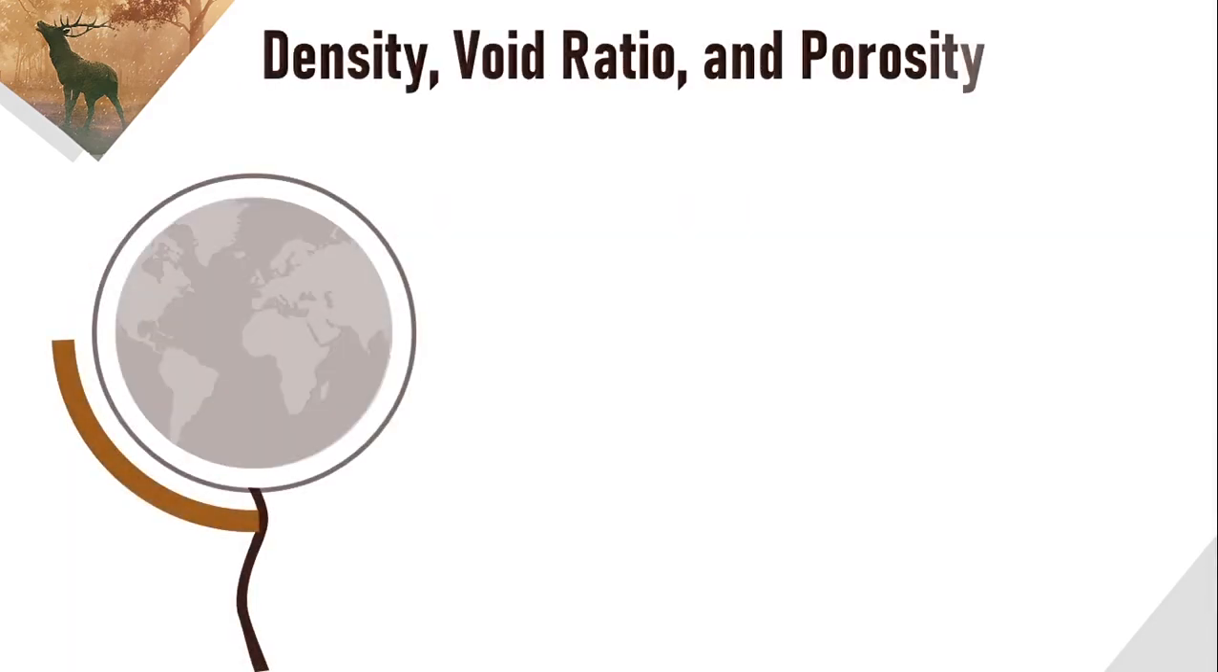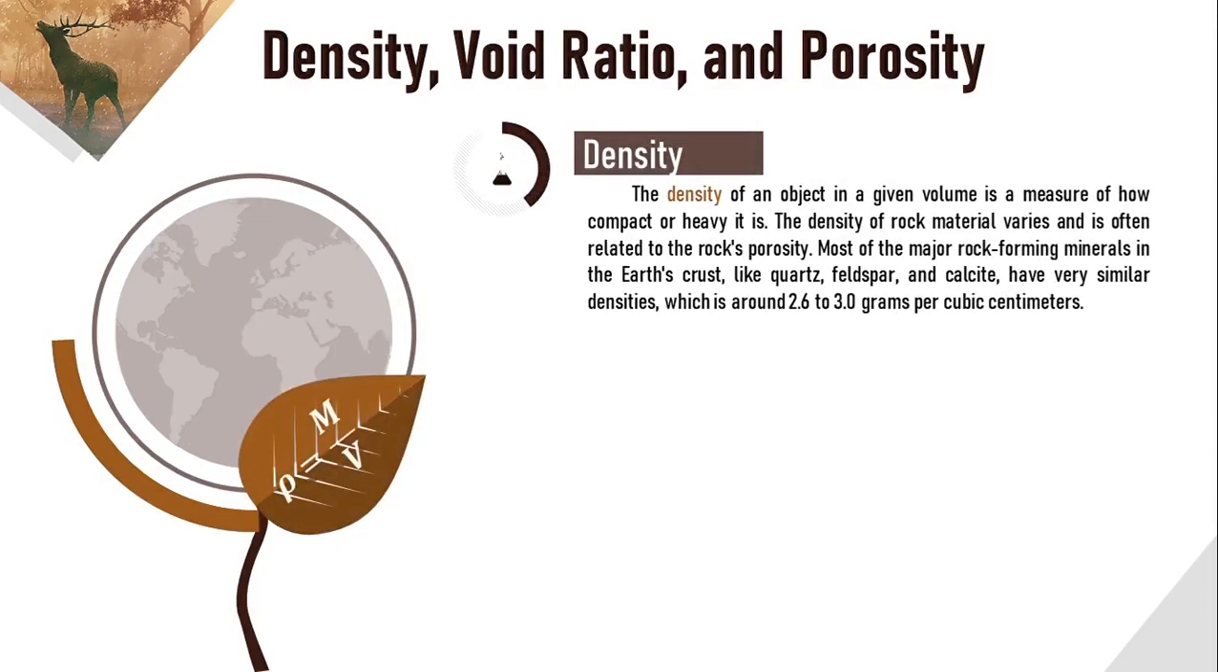Density, void ratio, and porosity. The density of an object in a given volume is a measure of how compact or heavy it is. The density of rock material varies and is often related to the rock's porosity. Most of the major rock-forming minerals in the Earth's crust, like quartz, feldspar, and calcite, have very similar densities, which is around 2.6 to 3.0 grams per cubic centimeter.